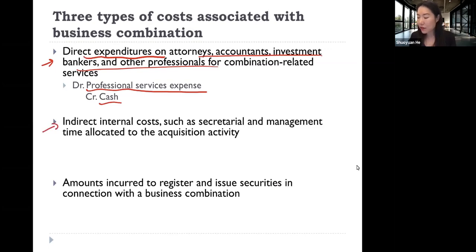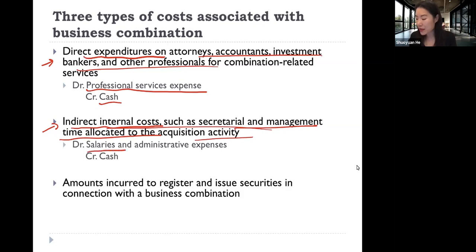The second kind of cost: sometimes when firms are engaging in business combination, firm managers need to spend more time working on those acquisitions. And then how about indirect internal costs, such as secretary and management time allocated to acquisition activities? For those costs, we debit salary and administrative expense, and we credit cash.